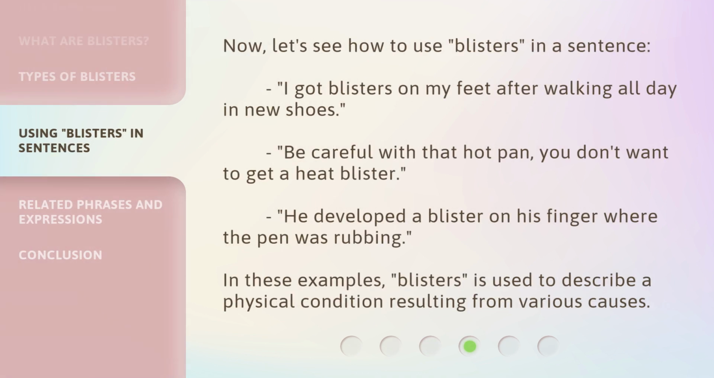Now, let's see how to use blisters in a sentence. I got blisters on my feet after walking all day in new shoes. Be careful with that hot pan, you don't want to get a heat blister. He developed a blister on his finger where the pen was rubbing. In these examples, blisters is used to describe a physical condition resulting from various causes.